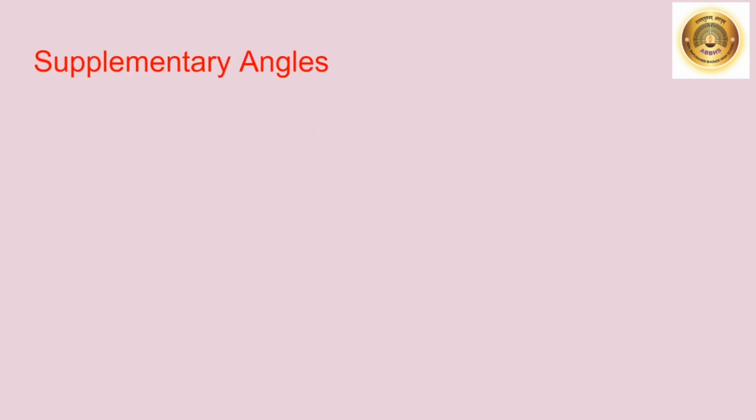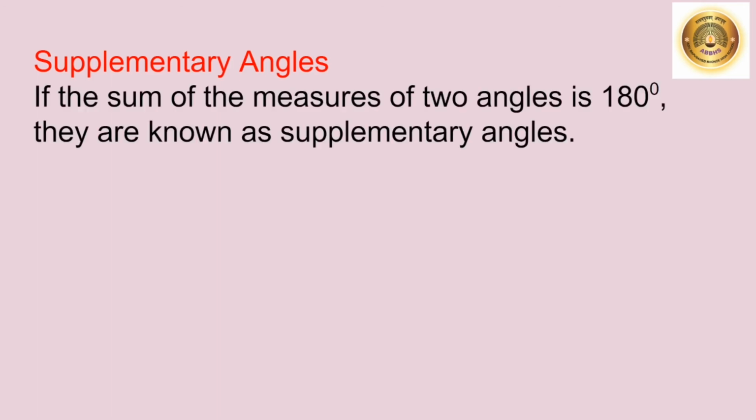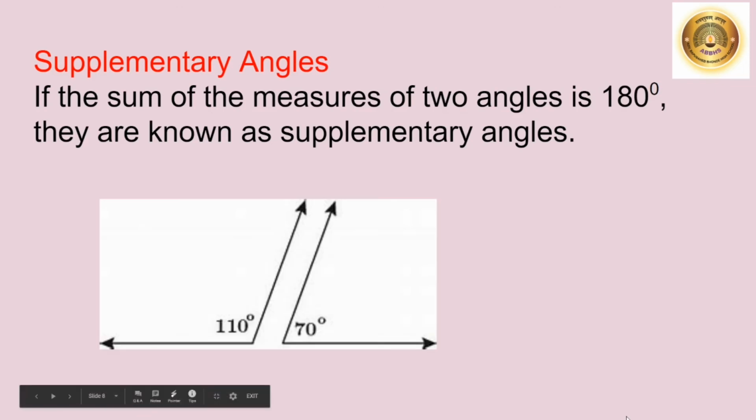Supplementary angles. Now what are supplementary angles? If the sum of the measures of two angles is 180, they are known as supplementary angles. Let's see an example. Here you have an angle measuring 110 degrees and another measuring 70 degrees. If you add the two, the sum is 180. That means these two angles together form a pair of supplementary angles.